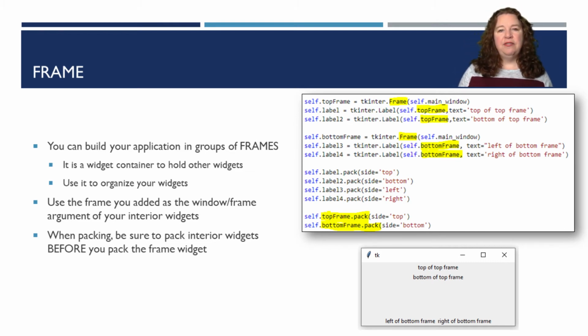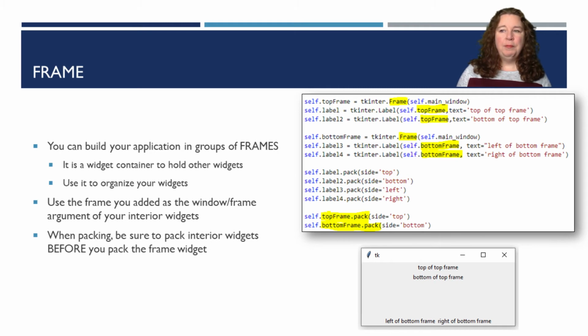Then inside of my frame, I'm going to add my labels. So my labels, instead of taking the main window as their location, they're going to take the top frame or the bottom frame as their location. And that will tell it where to put those inside of the frame. When I pack those as saying that it's at the top or the bottom or the left or the right, it knows where to put those in the frame.